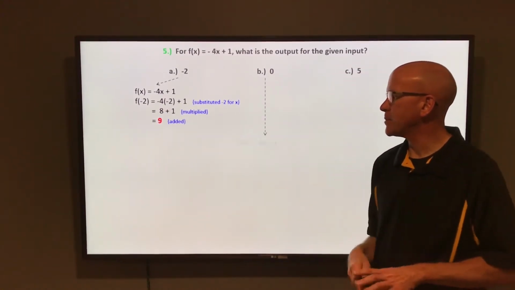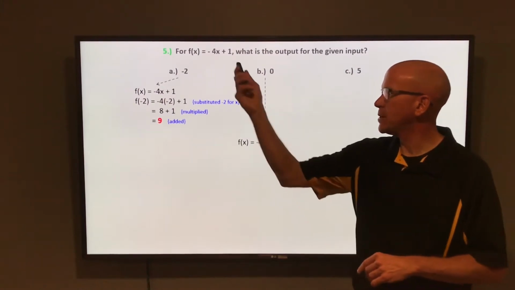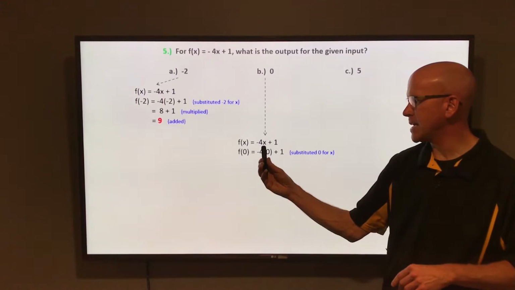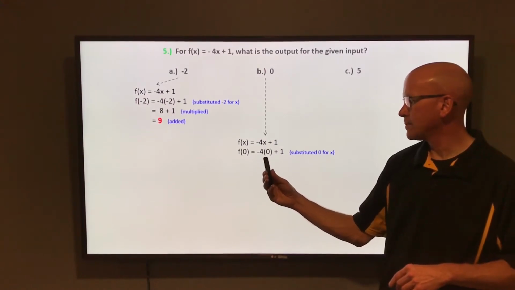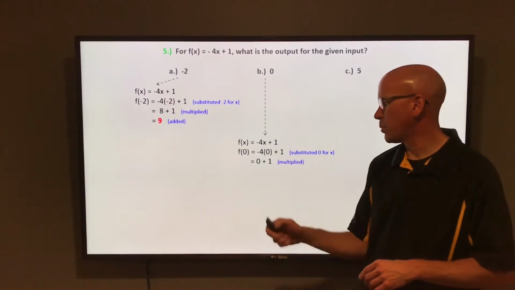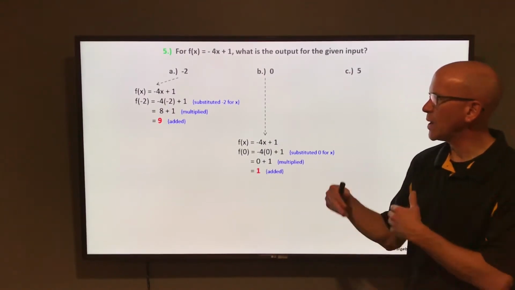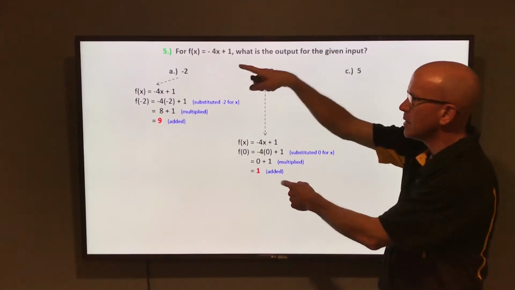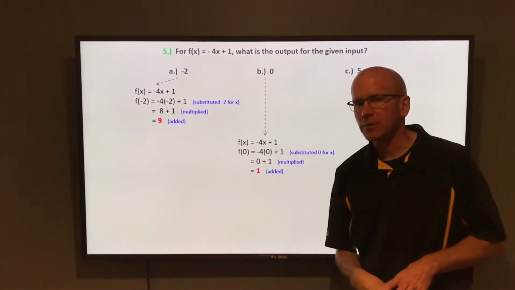Do the same thing for 0. If we input 0 into that function, we're finding f of 0. So we're replacing the x with 0, taking negative 4 times 0, that is 0. 0 plus 1 would be 1. So when we input 0, the output is 1. Or in other words, the point 0, 1 would lie on the graph of that function.